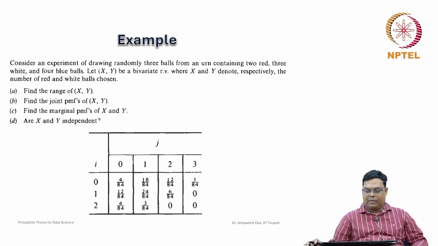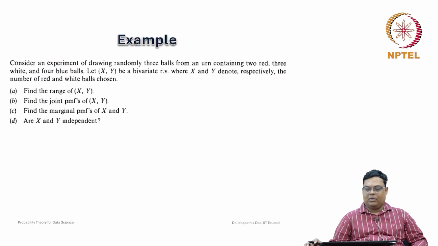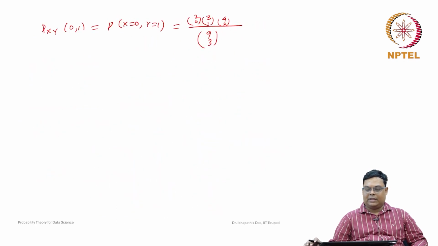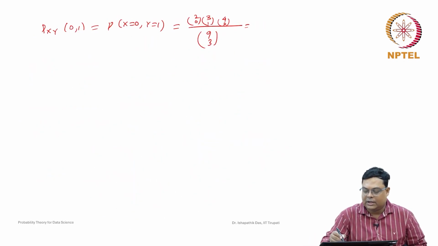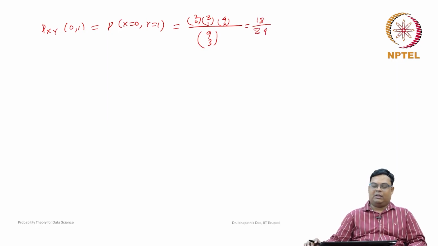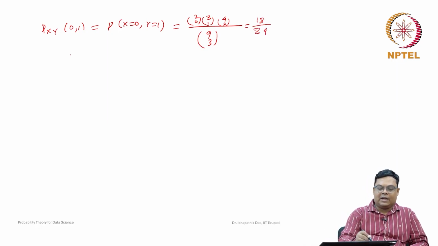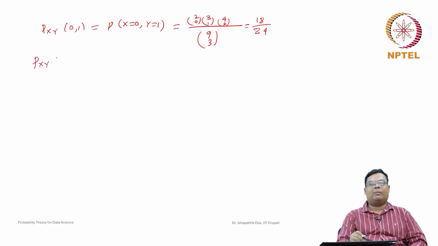So, this is what we found, 18 by 84. So that you can check whether it is correct: 3C1 is 3 and 4C2 is 6, into 3 is 18, so this is actually 18 by 84. Similarly, in general we can write P of x, y. Now, we can understand by computing this how we can write it generally.